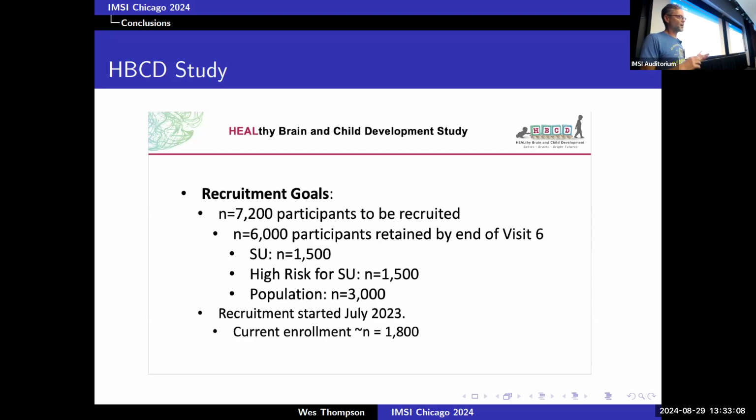We're recruiting women during pregnancy and then following the children for at least 10 years. Roughly a quarter of the participants, the mothers have taken drugs during pregnancy. Another quarter are enriched for the risk of having taken drugs, and then roughly half the sample will be a population sample. Currently, we have almost 2,000 people enrolled. The first data release will have about 1,100 people in it.